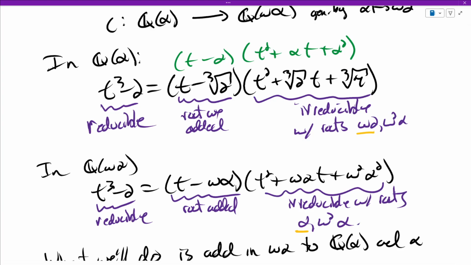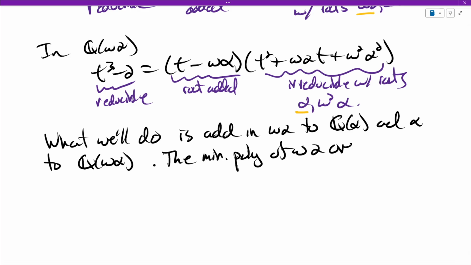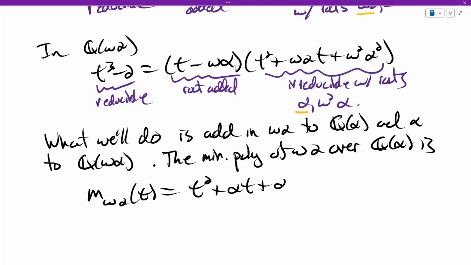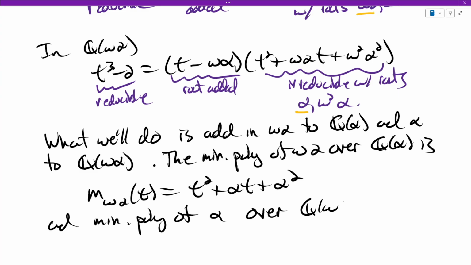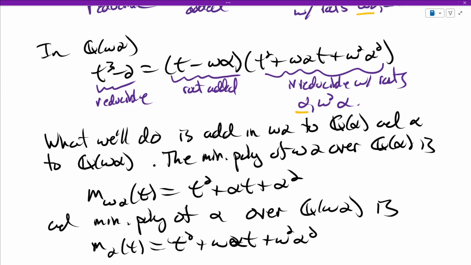So the minimal polynomial, let me just write it down. The min poly of omega alpha over Q adjoint alpha is the following. It's t squared plus alpha t plus alpha squared. And the min poly of alpha over Q adjoint omega alpha is the other irreducible one that we found, m alpha of t, which is t squared plus omega alpha t plus omega squared alpha squared. That's an alpha everywhere. Okay, cool.